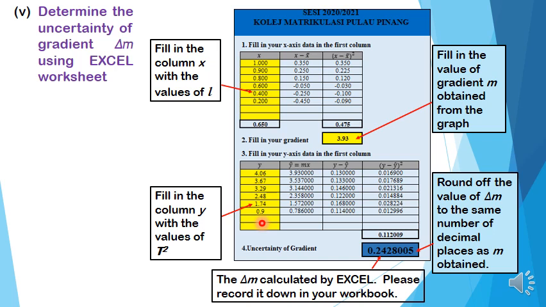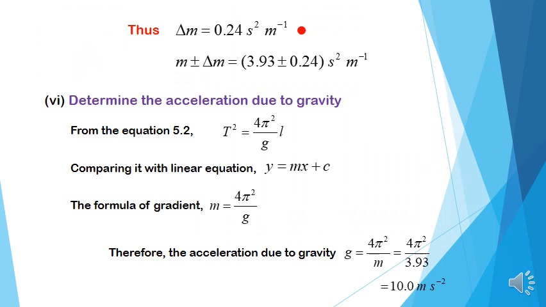Then press Enter. All the values of L, m, and t squared that fill in are in SI units. This is the value of del m calculated by the Excel. Please record it down in your workbook. Round off the value of del m to the same number of decimal places as the m obtained in part 4. The del m calculated by the Excel worksheet is rounded to 0.24 seconds squared per meter. Therefore, the values of m and del m obtained are 3.93 plus minus 0.24 seconds squared per meter.